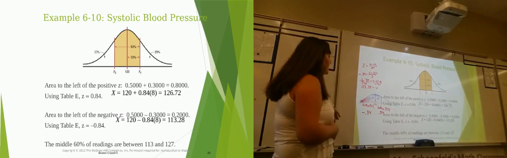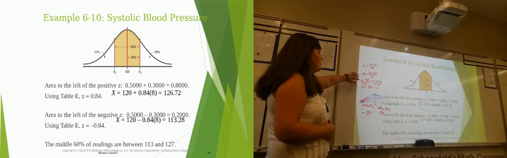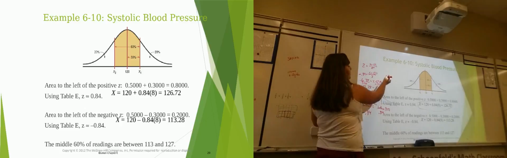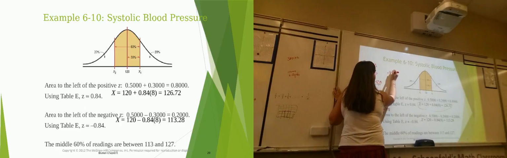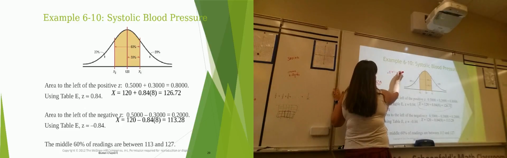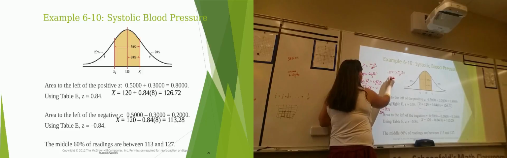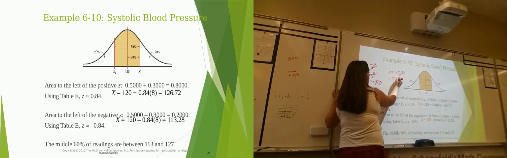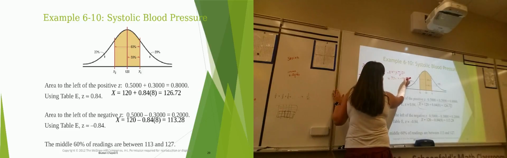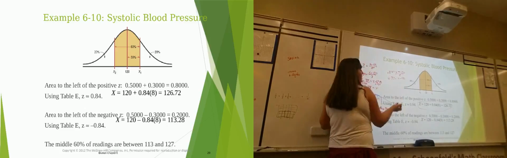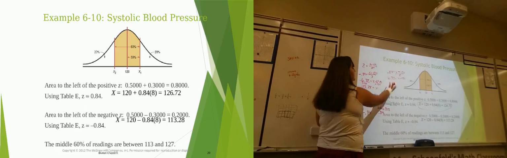Okay, we're going to do the same thing to this one with a positive 0.84. What that looks like is just slightly different numbers because of positive and negative pieces. So I'm going to get a positive 0.84 times 8, which is 6.72, equals x minus 120. Then I'm going to add 120 and get 126.72.